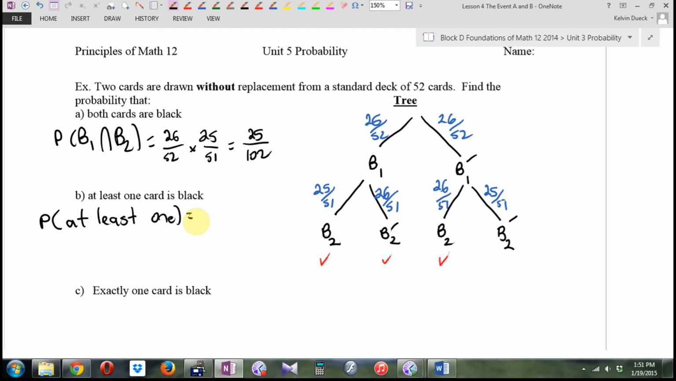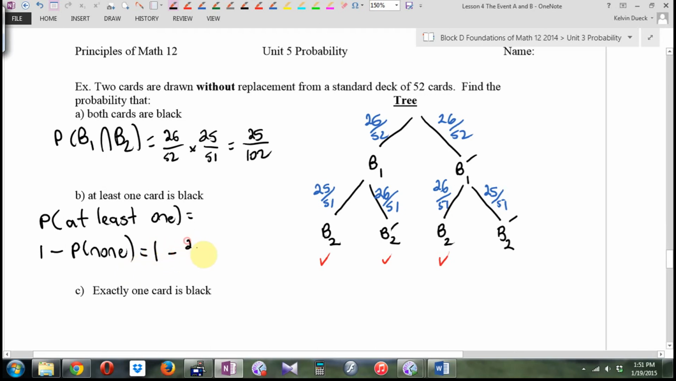Okay. Look, if I have all three of these, which is fine, you could go this, or this, or this, multiply down, add across. Or, you could say, you know what, since this is the only thing that's not part of it, I could go 1 minus none. Because the opposite of none is at least 1. And it's way faster. 1 minus 26 out of 52 times 25 out of 51.